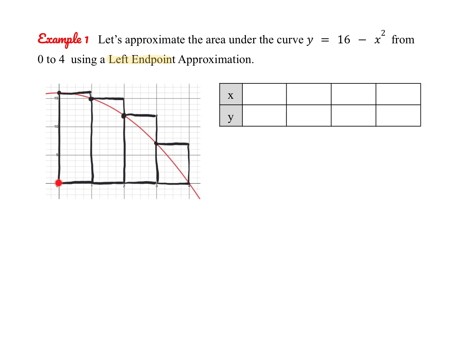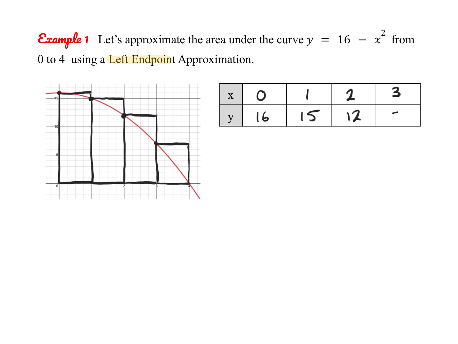First, we know that we do have one endpoint when x is 0. We want to figure out the height of our rectangle, which is simply the y value when x is 0. So we see that that's 16. Then if we want to find the height of this rectangle, that's when x is equal to 1, so that'll be 15. Then we want the height of this rectangle, which is when x is 2, so that'll be 12. And then here we want the height that will be dictated when x is 3.